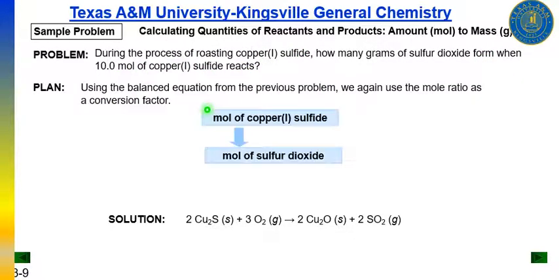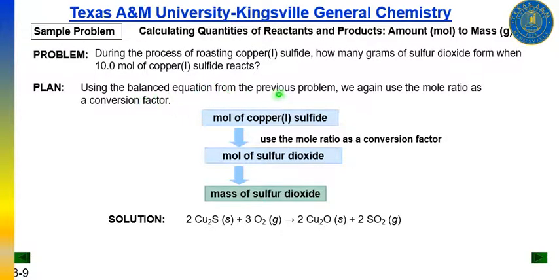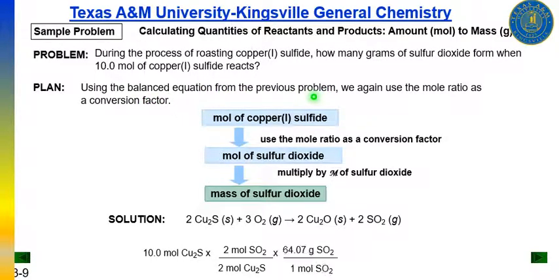Our plan: using the balanced reaction, the same as the previous one, to gain the moles of copper 1 sulfide, which is 10 moles, and using the molar ratio as your conversion factor to determine the moles of sulfur dioxide, SO2. Then you calculate the molar mass of sulfur dioxide and multiply the moles by the molar mass to determine the mass in grams of sulfur dioxide. The mass must be in grams.